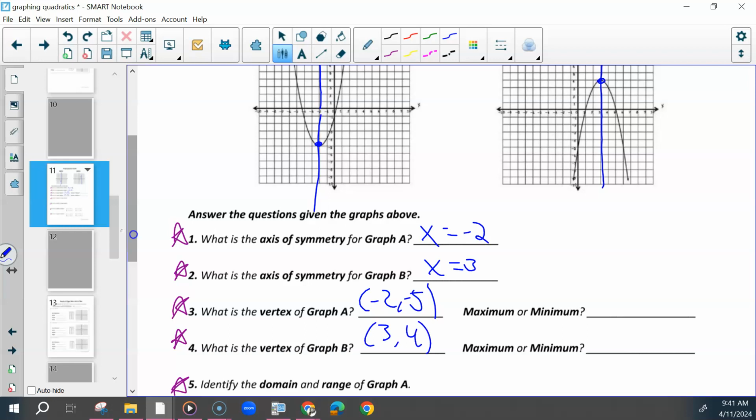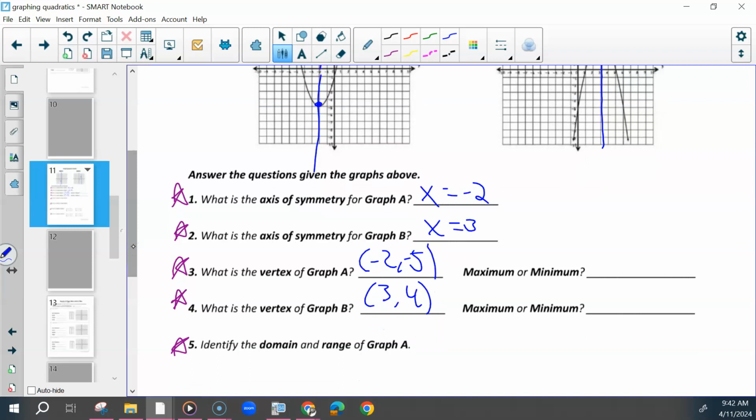Would the vertex of graph A be a maximum or a minimum? Right. What did you say? Say it again. It was right. The maximum? Sorry, I thought you said minimum. So lowest point, that's your minimum. And then for graph B, next one.